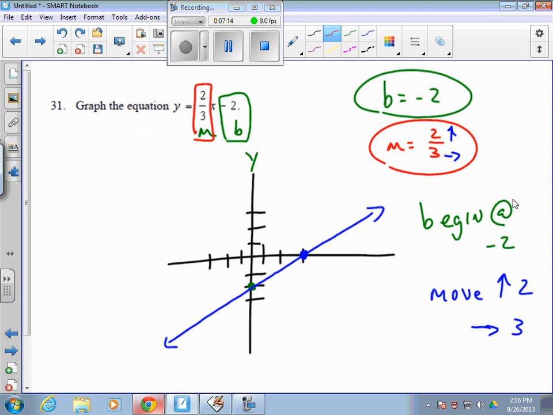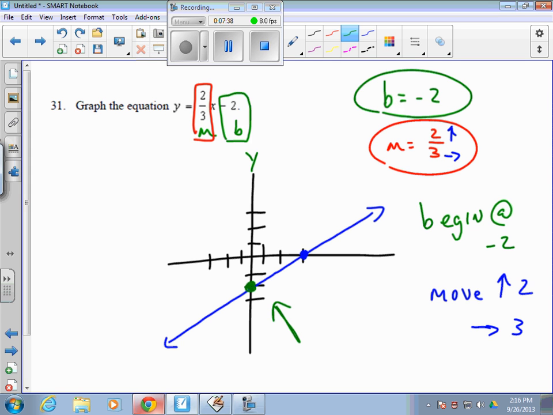31 says to graph y equals 2/3 x minus 2. Different ways to graph. This is the slope-intercept form way to graph because you're shown the slope, 2 over 3, and you're shown the intercept, more specifically the y-intercept at negative 2. B, the b value is the y-intercept. That shows you where to begin. It tells you to begin on the y-axis at negative 2. So you begin there at negative 2 here.